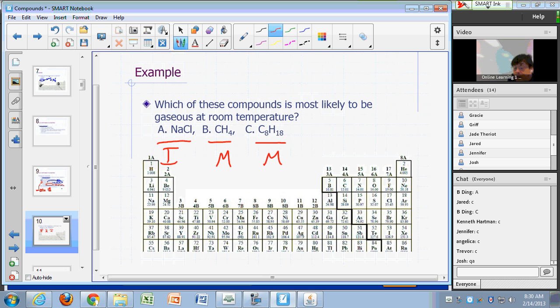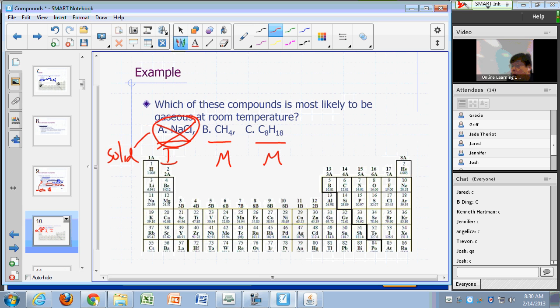Sodium chloride is ionic, so chances are at room temperature this is going to be a solid. In fact, this is your common table salt. So it's not sodium chloride. Compounds that are most likely to be gases at room temperature are molecular compounds. Well, it's B or C. Which one is it?